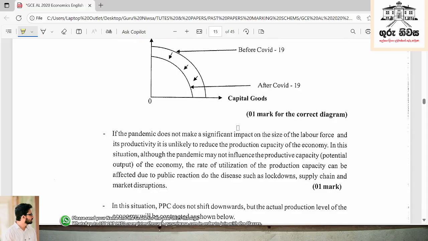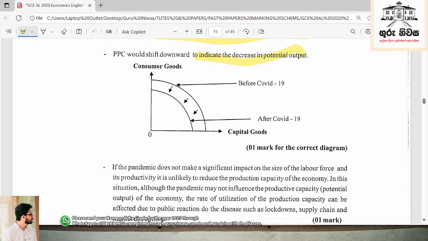Okay, then this is the graph. 1 mark for the correct diagram. It should be a perfect diagram. There should be two goods on the two axes, then two PPCs. You can see before COVID-19, after COVID-19, the PPC curve shifts to the left side.